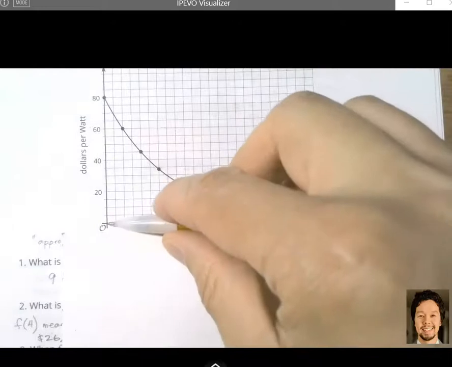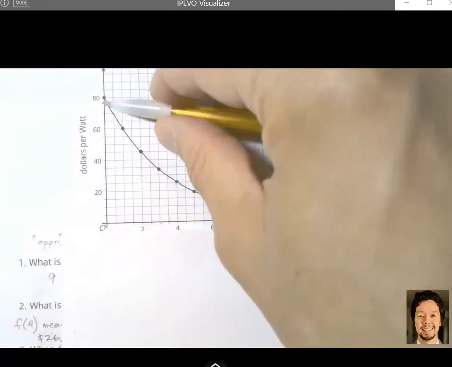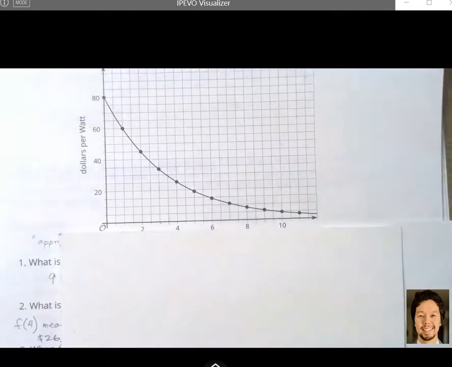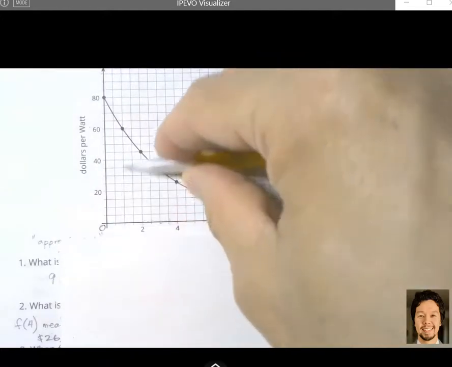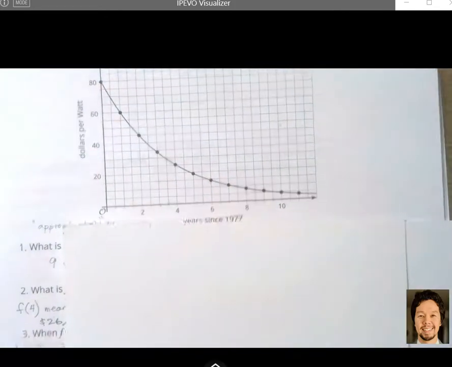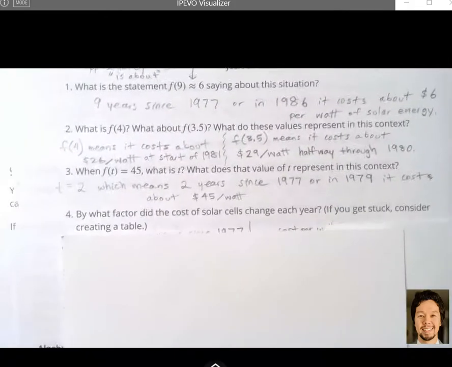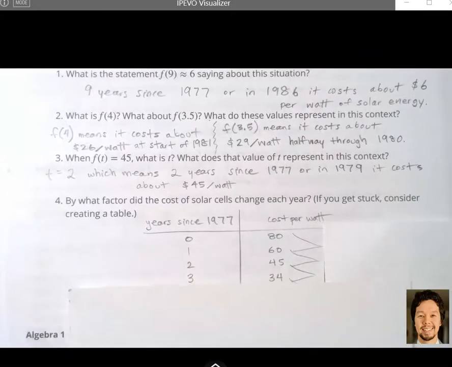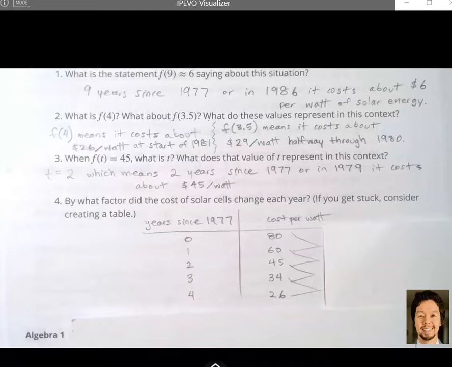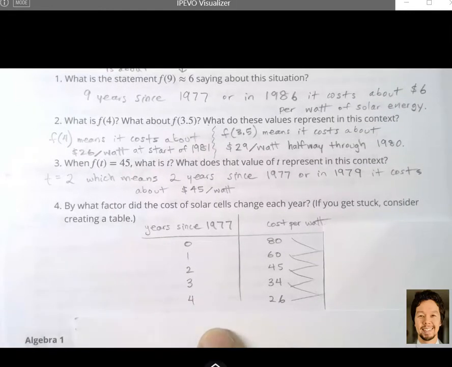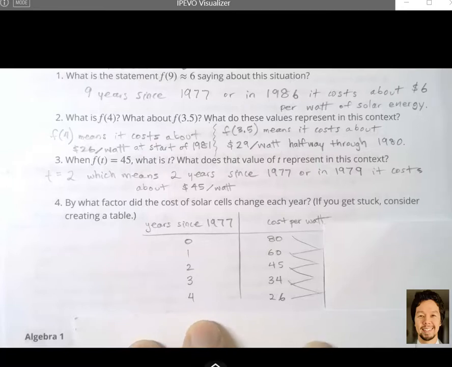So I know at the very beginning, at 0, it's going to cost $80 per watt. And then at 1 year, it's about $60 per watt, and so on and so forth. As you can see, our table looks like this. And we don't have to do every single point on the graph, just the first few. I did 0, 1, 2, 3, 4.